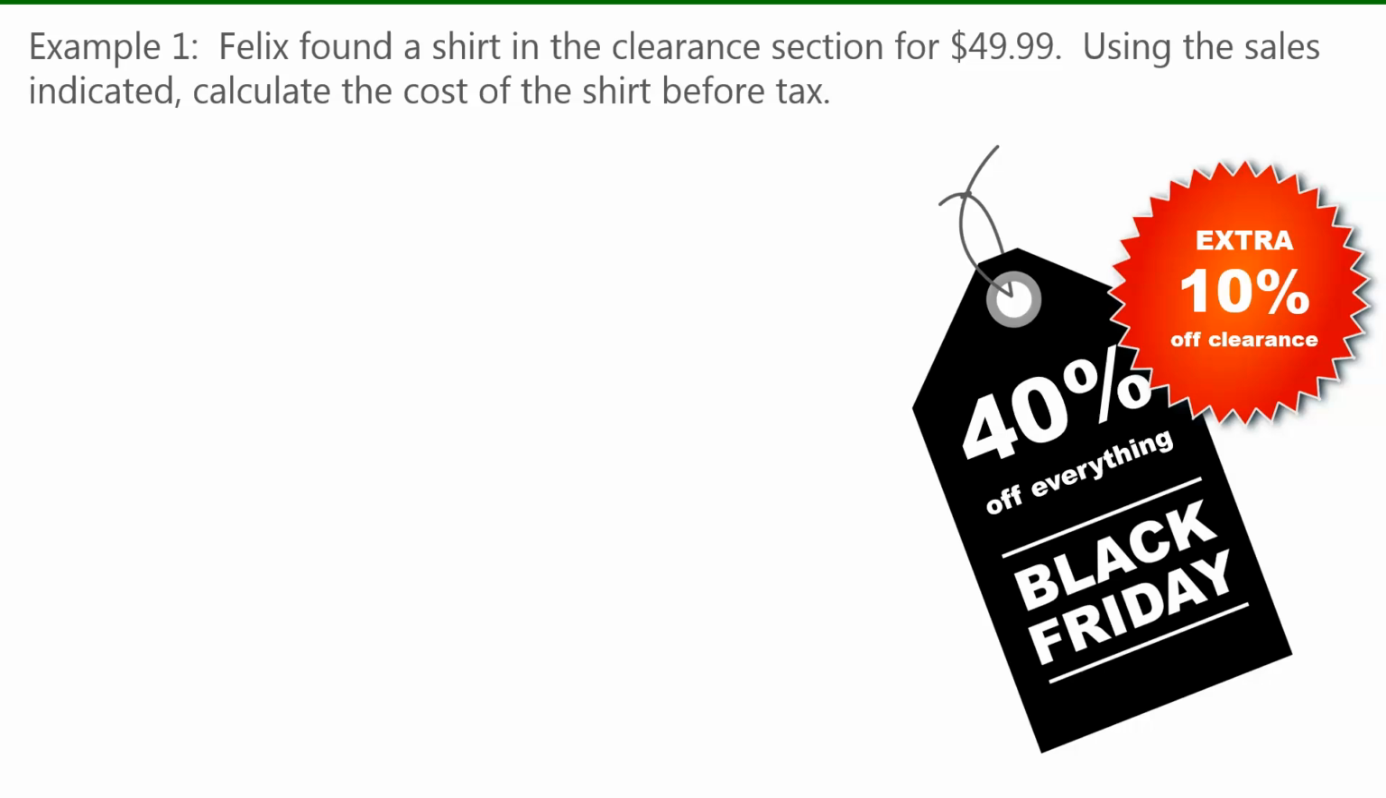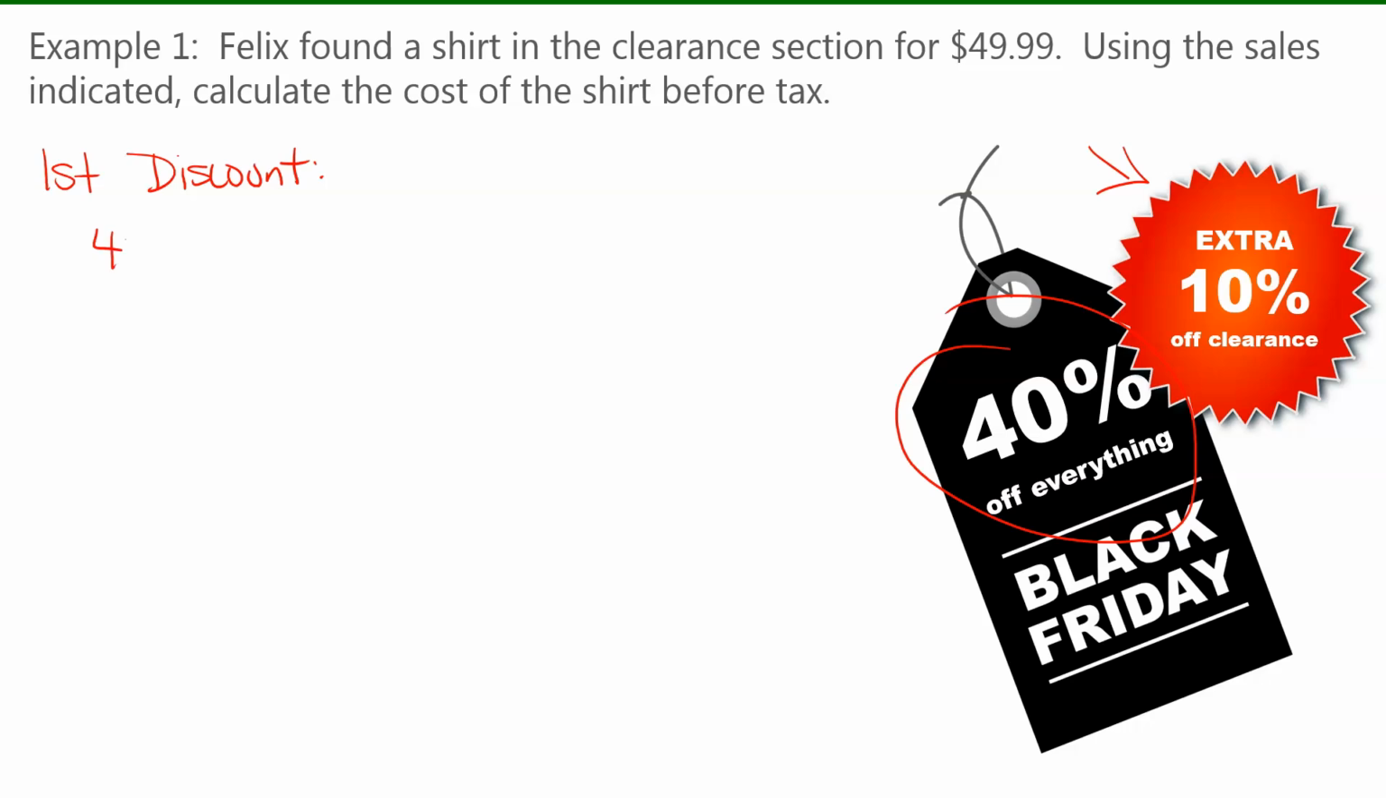Example 1. Felix found a shirt in the clearance section for $49.99. Using the sales indicated, calculate the cost of the shirt before taxes. Looking at the discounts presented, it's 40% off everything, and then an additional 10% off clearance. So we have to calculate the first discount.